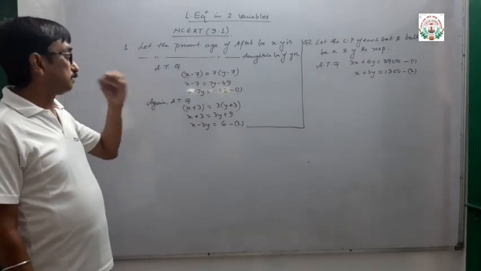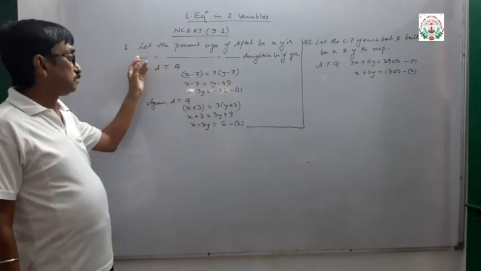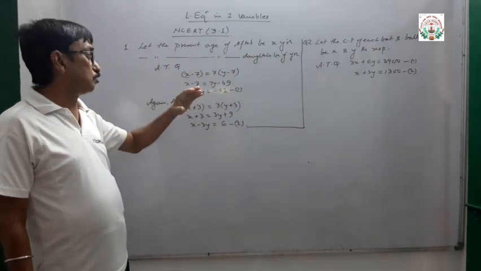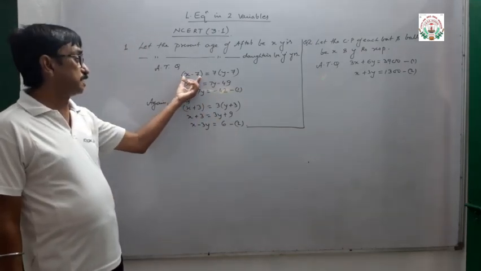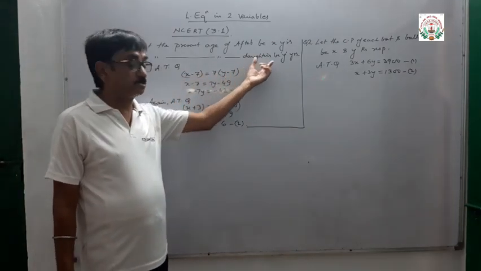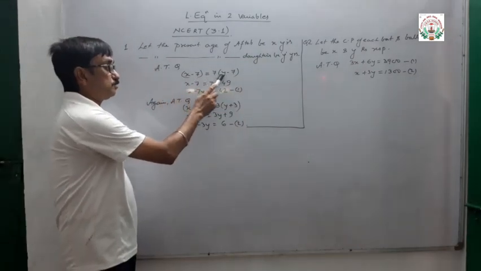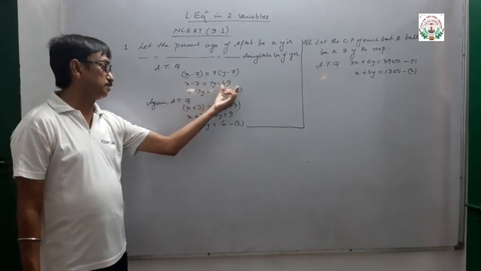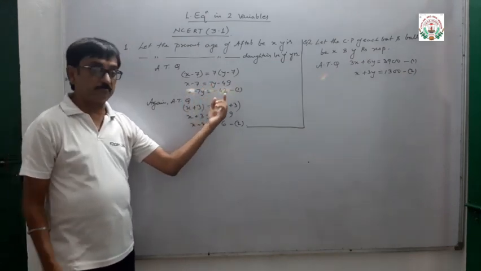So it was given that Aftab's present age we have assumed x, her daughter's age y, and 7 years ago the age of Aftab is 7 times the age of his daughter. So 7 years ago means x minus 7 is Aftab's age, and 7 years ago the daughter's age will be y minus 7. According to the question, it will become x minus 7 equals 7 into y minus 7. When we open the bracket, x minus 7 equals 7y minus 49. On transposing, we get x minus 7y equals minus 42. That is our first equation.